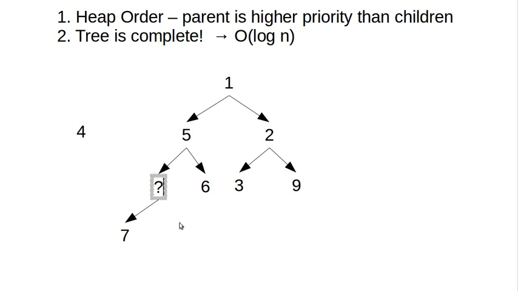So we check, can the 4 go here? And the answer is, of course, no, because 4 is higher priority than 5. So the 5 moves down, and our bubble moves up one more level in the heap. Can the 4 go here? Indeed it can. The 1 is higher priority than the 4, and so our 4 stops there, and we no longer need this temporary variable, and then we have our new heap.